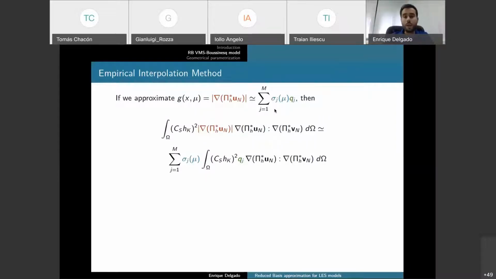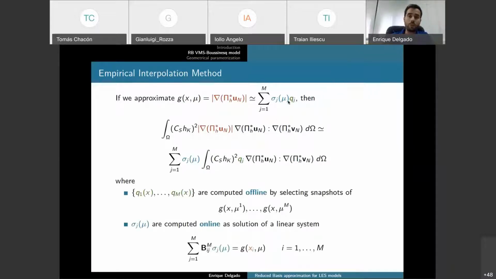In this way, we can approximate, for example, this VMS-Smagorinsky term by this one, where these functions are totally parameter independent, okay? So we construct all these functions, Qj, offline, and the sigma j's are computed just online as the solution of this linear system in each iteration.